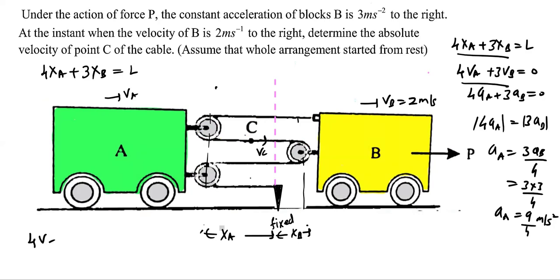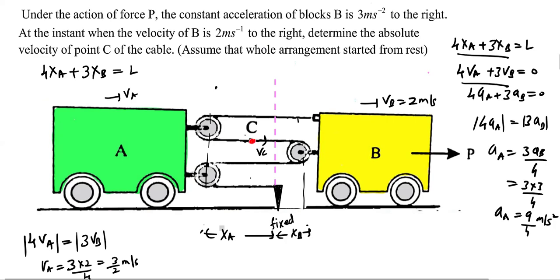4VA is equal to 3VB. Velocity of block B is 2. So this will be 3 by 2 meters per second. So we got the velocity of block A. Now we have to calculate the velocity of point C on the string. How can we calculate the velocity of point C? Again, we'll write the basic constraint equation.